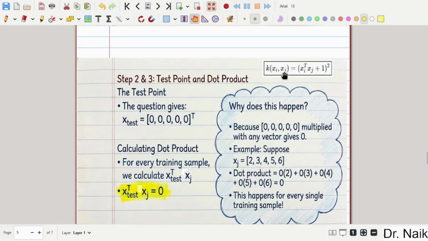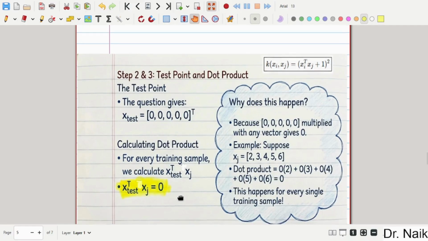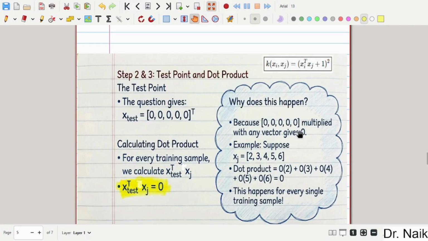So first find the kernel, k of xi comma xj, which is calculated by the formula xi transpose xj plus 1, whole squared. The question has given x test as a row vector with all zero entries. So calculate the dot product with xj. So x test transpose xj is 0. Why does this happen? Because x test is a row vector with all zero entries. If we multiply it with any vector, it will give 0.